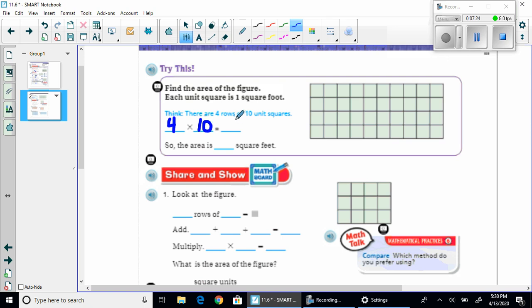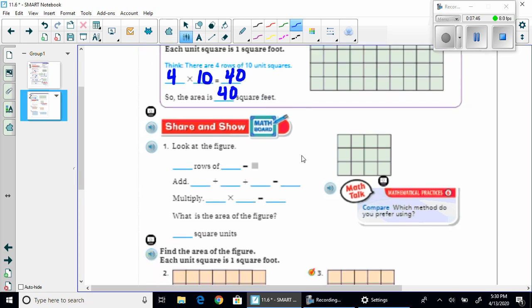Okay. All right, so we're going to go ahead and find our product. So remember, a factor times factor equals your product. I have 4 groups of 10, which would be 40. Okay, so the area of the figure to the right would be 40 square feet.